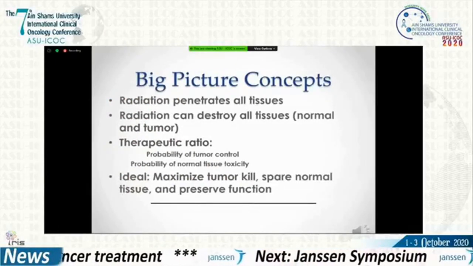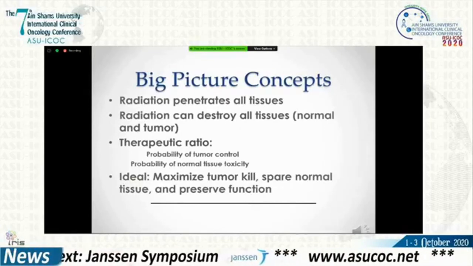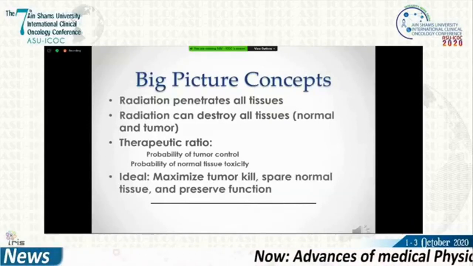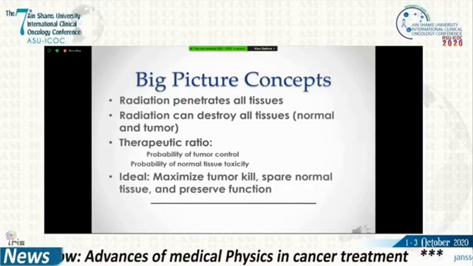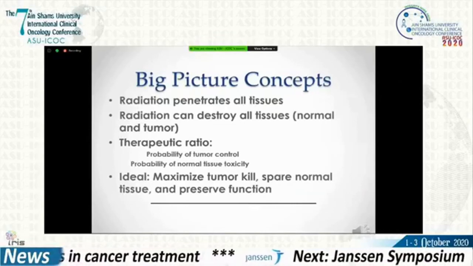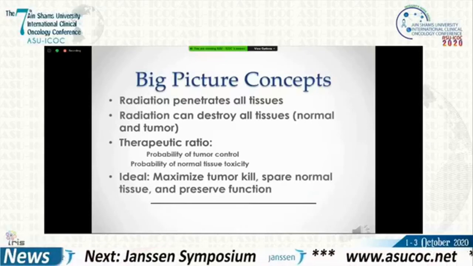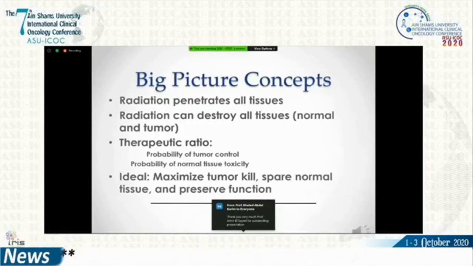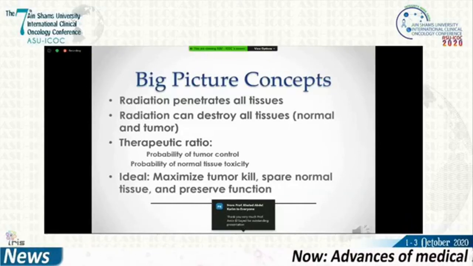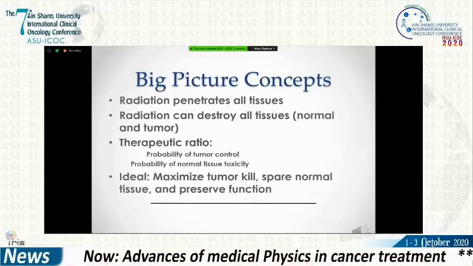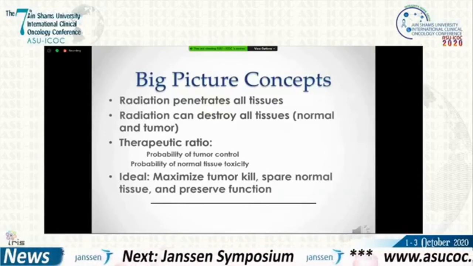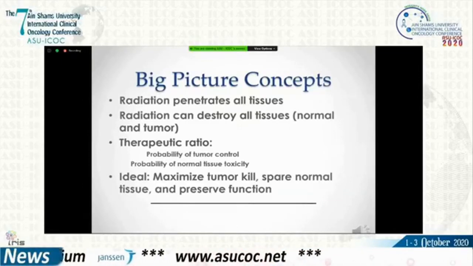The big picture concept about radiotherapy is the principle of radiation therapy: ionizing radiation has penetrating power and the potential to destroy cells, both normal and malignant. Thus, there is the therapeutic ratio, in which the outcome depends on the ratio of tumor control versus tissue toxicity. We take careful planning to try to achieve maximum tumor cell kill while also sparing normal tissue, in the hope of preserving function for the organs around the tumor treatment.